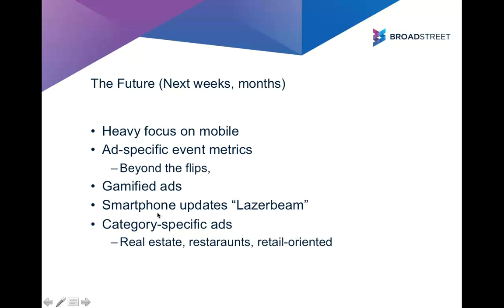Smartphone updates. So this is actually a huge feature that's coming out for Broadstreet. It's coming out in the next few months. It's called Laser Beam. We've been working on it for a while, but we want to focus on these ad formats first. So Laser Beam has something to work with. But imagine that coupon ad. Imagine that your advertiser could update the content of the coupon from their phone. All right, that'd be a very powerful thing, and they can just do it whenever they want.